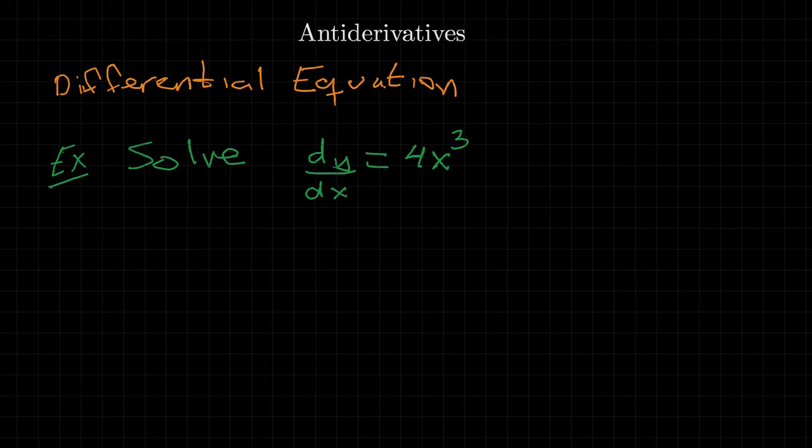Basically, the solution to this differential equation is not a number like you're used to when you solve other equations. It's actually a function. What this is asking you for is the function that when you get the derivative of it, it equals 4x to the third. So another way of thinking about it is, that's just asking you to find the antiderivative of 4x to the third, which we know to be x to the fourth plus c.